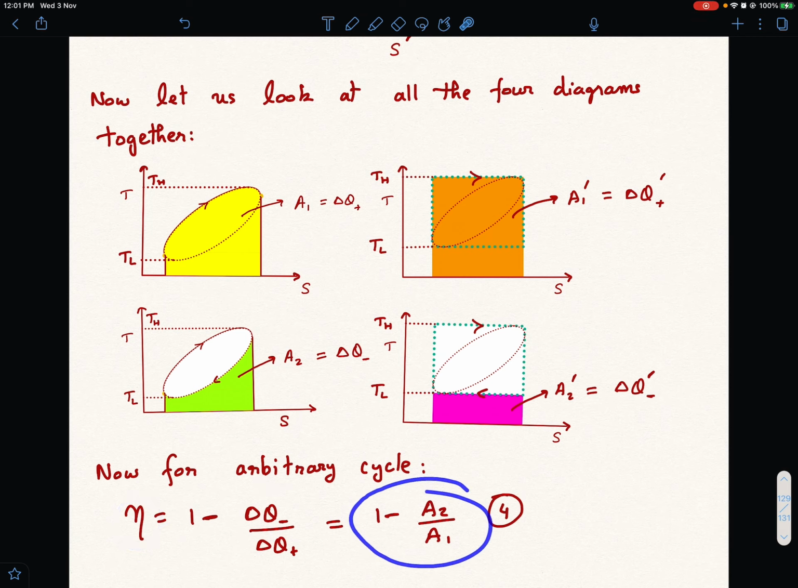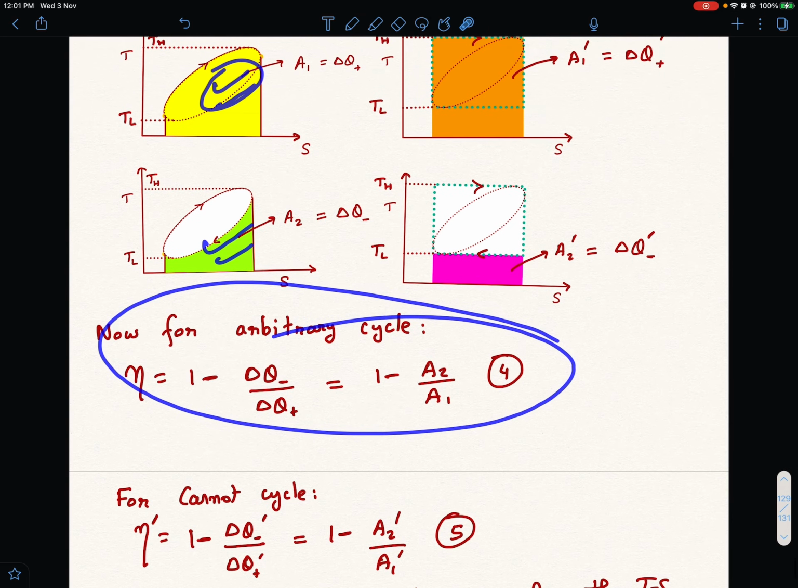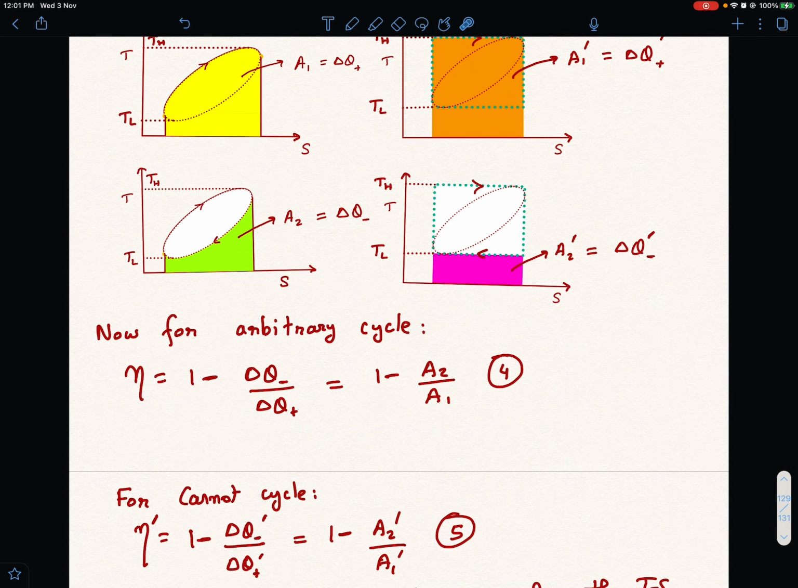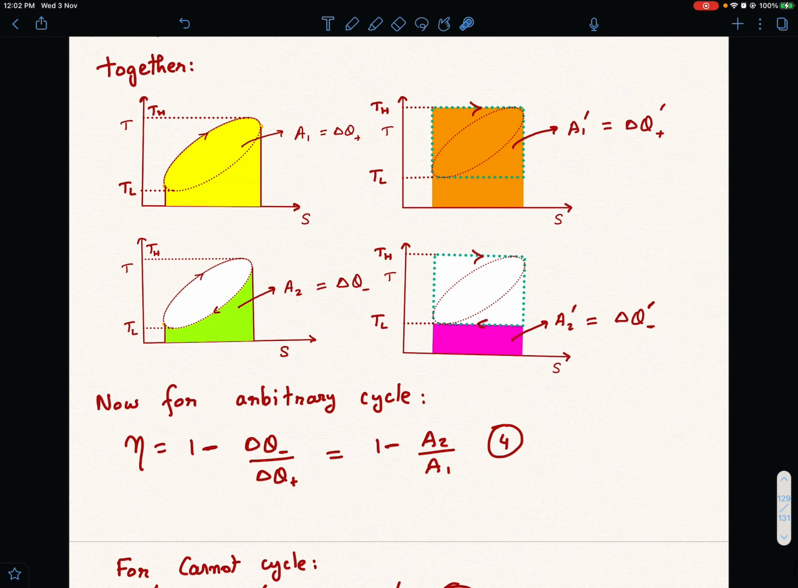So efficiency is 1 minus delta Q minus divided by delta Q plus, and that is 1 minus A2 by A1. So this is A2 and this is A1. This is the efficiency for the arbitrary cycle. And what about the Carnot cycle? For the Carnot cycle, it is 1 minus delta Q minus prime divided by delta Q plus prime. So that is 1 minus A2 prime divided by A1 prime, okay?